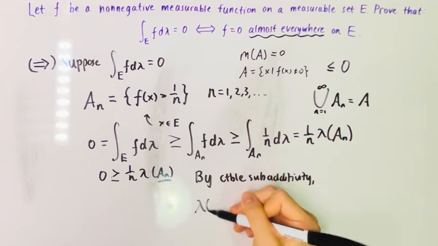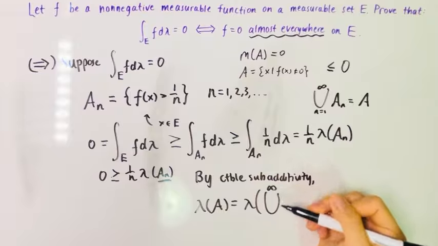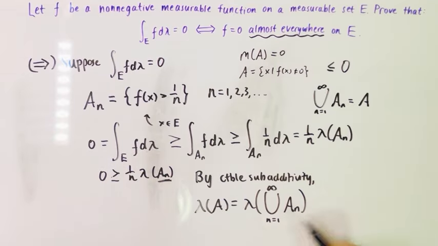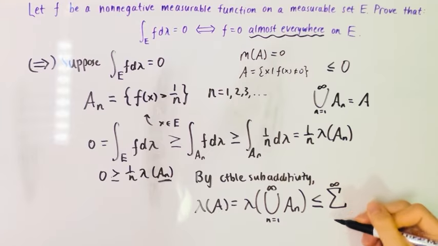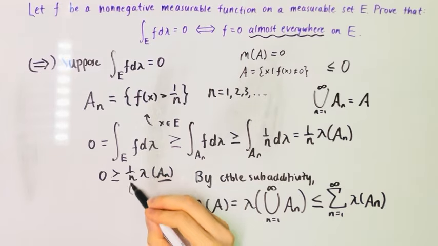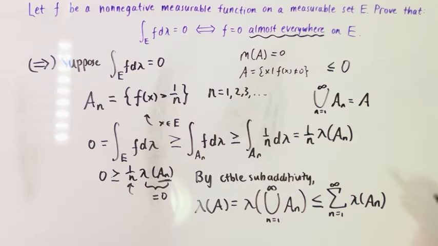the measure of A is less than or equal to the sum from n equals 1 to infinity of the measure of A sub n. Kind of just think of it in terms of the triangle inequality. And we see that each term is non-negative and at most 0, so that means each must be equal to 0 by our logic. So we know that each of these is 0, so that's just going to be equal to 0.